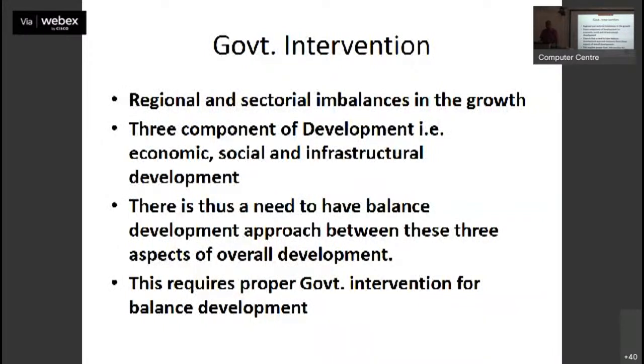Three components of development are required: economic development, social development, and infrastructure development. There is the need to have a balanced development approach between these three aspects of overall development in order to bring sustainability. This requires proper government intervention for balanced development. और इसलिए जब मोदी जी कहते हैं लेस गवर्नेंस, लेस गवर्नमेंट, मोर गवर्नेंस, हम चाहते हैं मोर गवर्नमेंट एंड मोर गवर्नेंस.